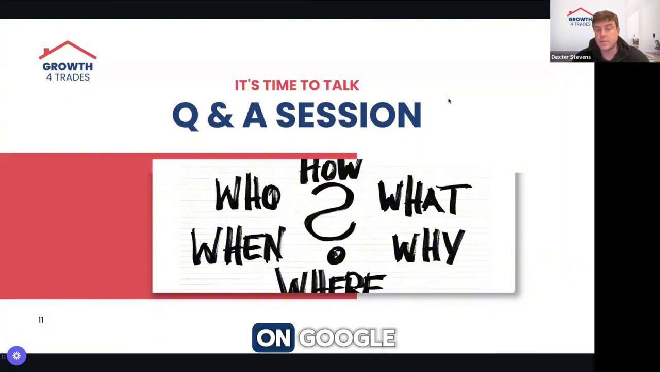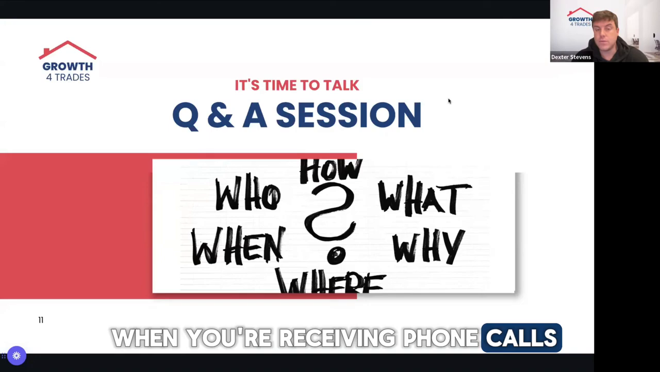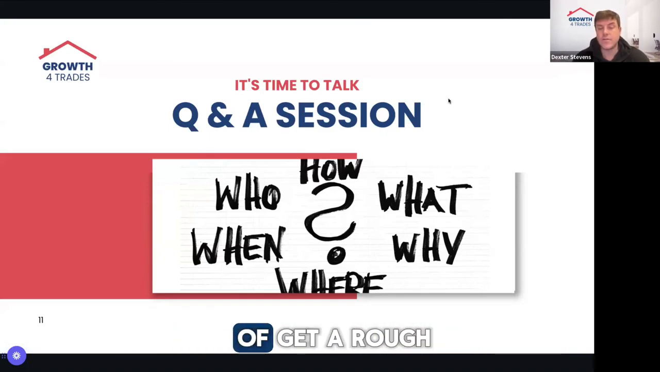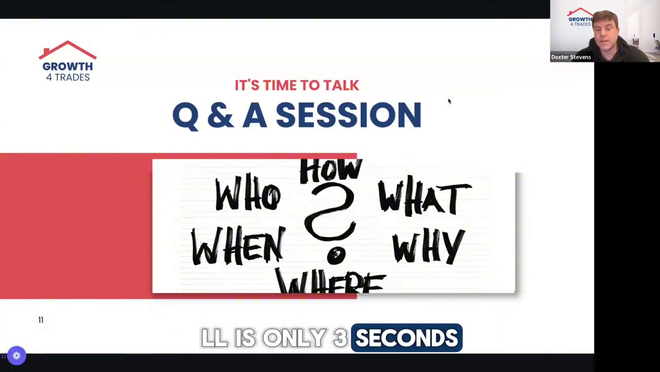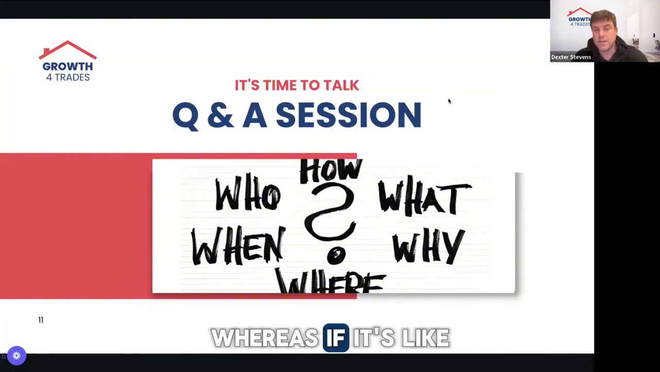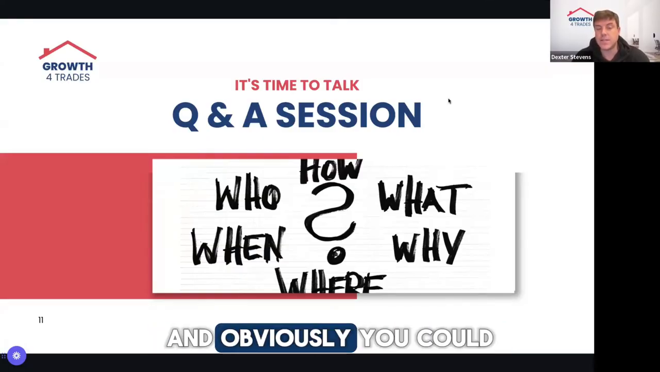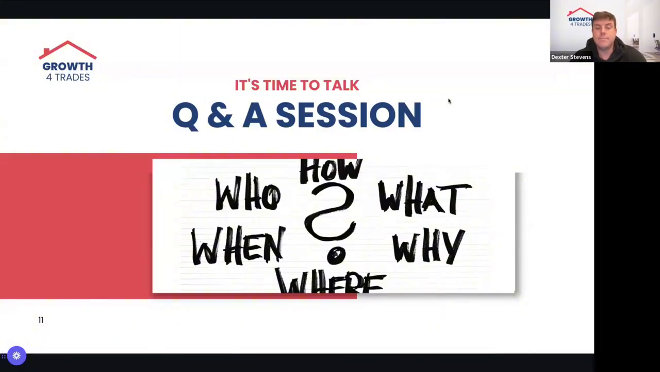There's also a database on Google with the phone calls. So when you're receiving phone calls, it'll give you the number and how long the call was. So you can get a rough idea of whether or not it's a lead. Say if a call's only 3 seconds, it's probably not a lead, whereas if it's 5 minutes or over 2 minutes, then you potentially could see that was a lead. And obviously you could cross-reference that number with your own database. And that helps.